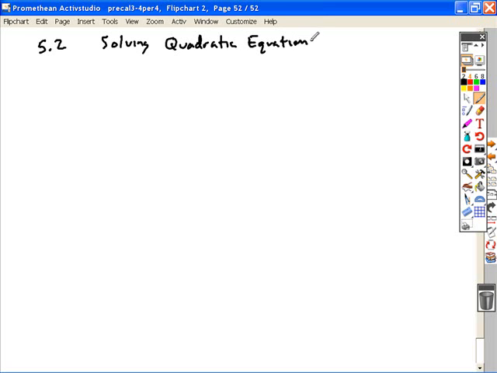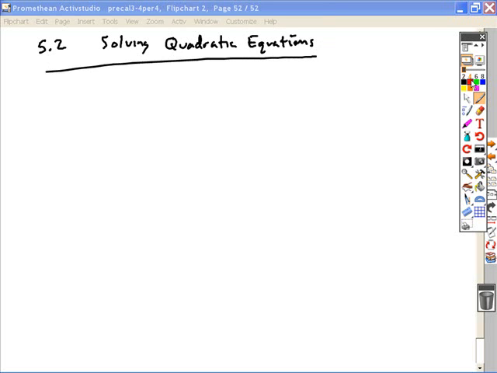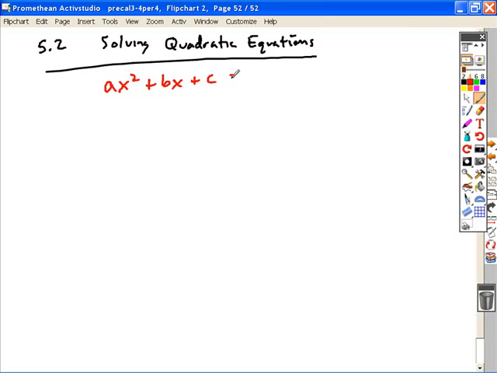We talked last time about solving linear equations, which are equations that have an x to the power of 1. Quadratic equations are equations that have x to the power of 2. The general form or standard form for a quadratic equation is going to be the following: ax squared plus bx plus c equals 0, where a is not equal to 0. Otherwise, if a was equal to 0, what kind of an equation would you be dealing with?